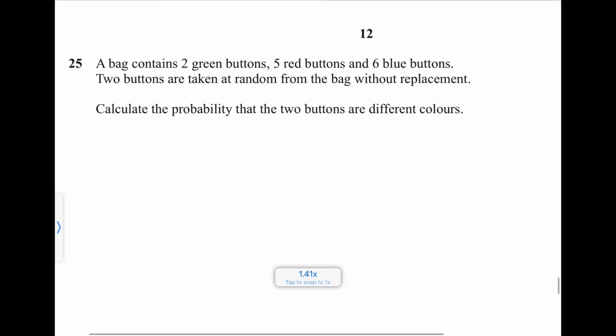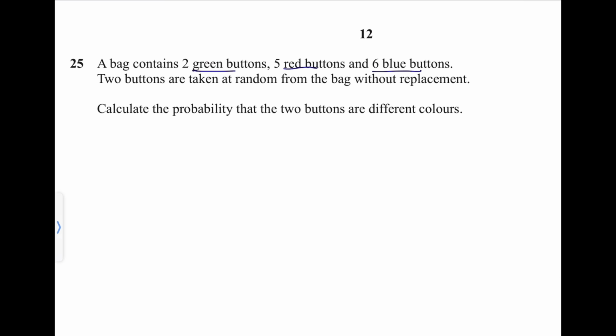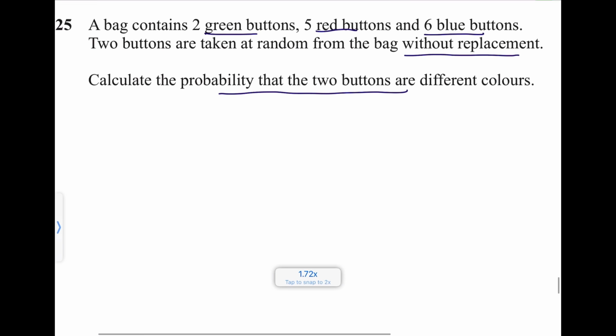Then I assume these are the last questions here. A bag contains 2 green buttons, 5 red buttons and 6 blue buttons. 2 buttons are taken at random without replacement, which is very important. Calculate the probability that the 2 buttons are different. Now here we need to list down all the combinations.